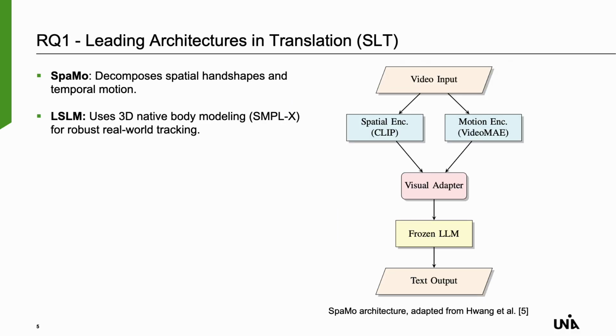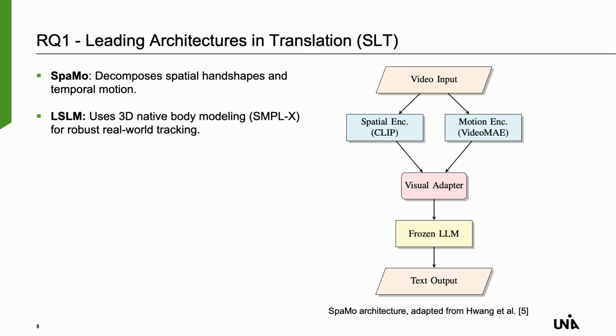This brings me to my first research question: which architectures are actually leading the field right now? To answer this, we have to look at translation and production separately. Starting with translation, which is turning the video into text. We are finally moving away from the rigid flat models. One framework that really stands out is SpaMo.